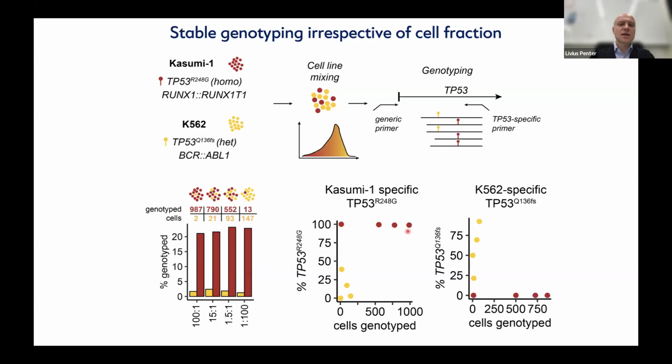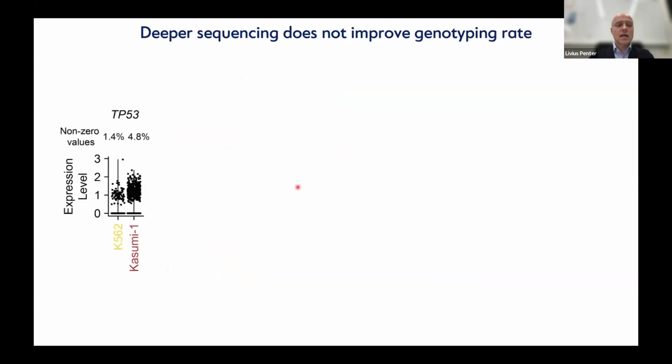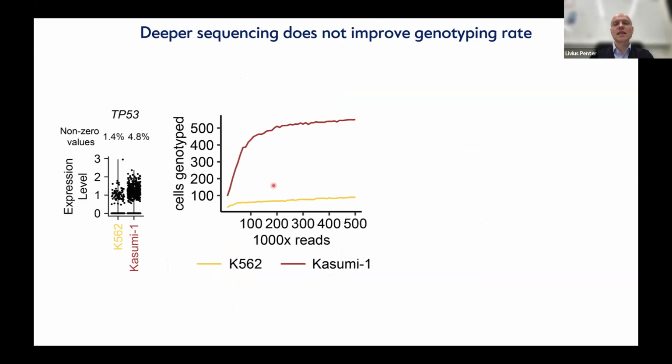And we did find the TP53 mutations in these expected cells. So the genotyping works well, irrespective of cell fractions, but there are quite important differences in genotyping rates. And one could propose to just sequence more, and we tried that.